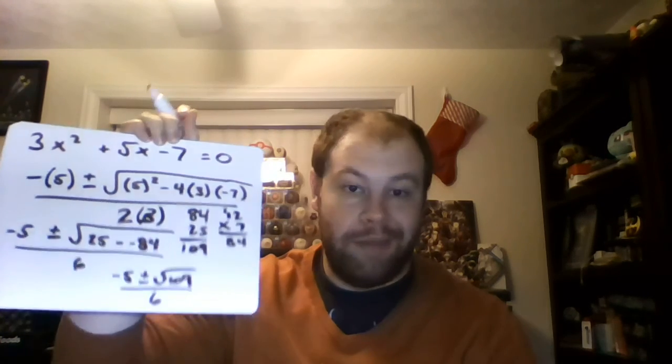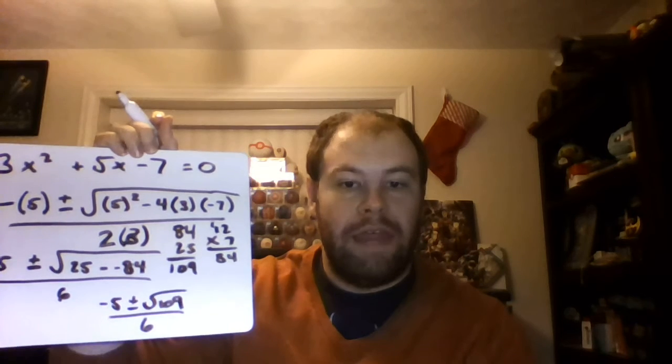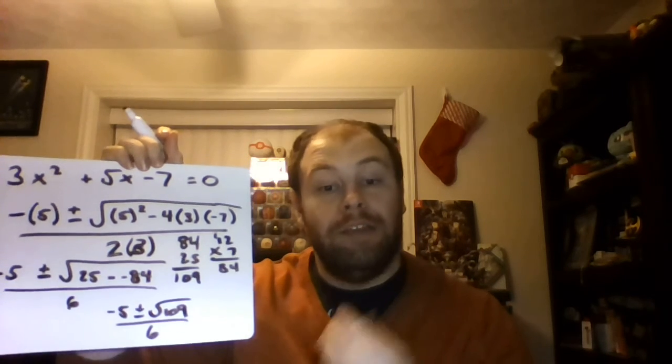So let's finish simplifying that square root. We've got 25, that ends up being plus 84. That's 109. So we've got negative 5 plus or minus the square root of 109 over 6. Now, the square root of 109 is some decimal, right? You can't really simplify that. So that means that we're done.